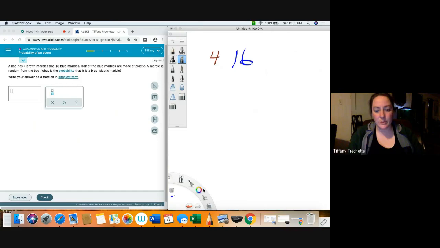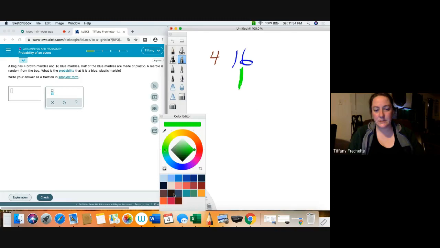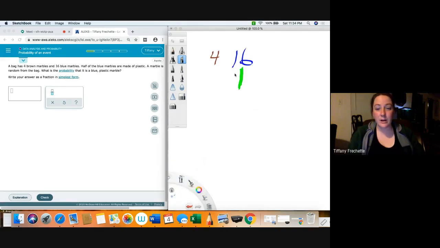Half of the blue marbles. So I'm going to draw a little half line here. Half of the blue marbles are, and I'm going to do a light blue, baby blue. That's what I want. So half of the blue marbles, and I have half written, so 8 and 8, that's half. So half of them are plastic. So we'll say the dark blue ones here are plastic.